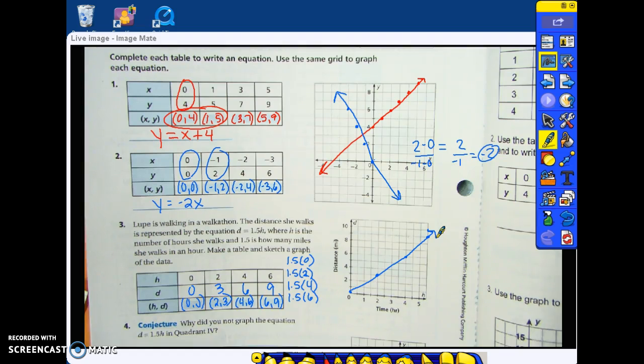Alright, we are going to look at number 4. It says, why did you not graph the equation d equals 1.5x in quadrant 4? Quadrant 4 is down here. And we cannot graph there because you cannot have a negative distance. You can only go a positive distance. So our graph is only going to be in quadrant 1.